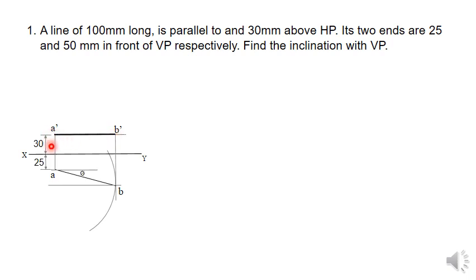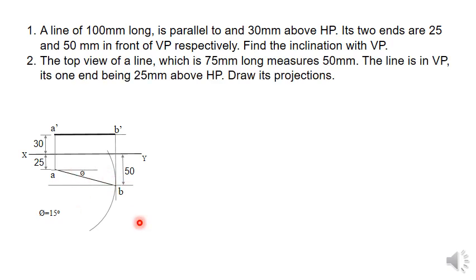And now mark all the dimensions. This is 30 mm height, this is 25 mm, this distance. Now this distance is 50 mm. Now measure this angle. Use your protractor and measure this angle. This is your required inclination, and it is coming about 15 degrees, 14 point something, or you will be getting 15 degrees if you measure this angle.